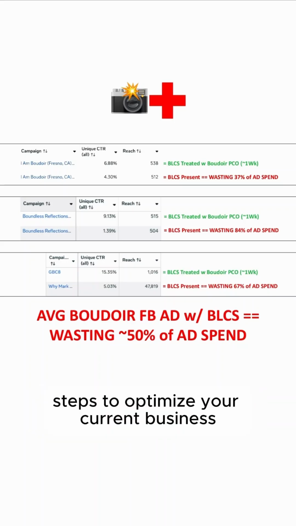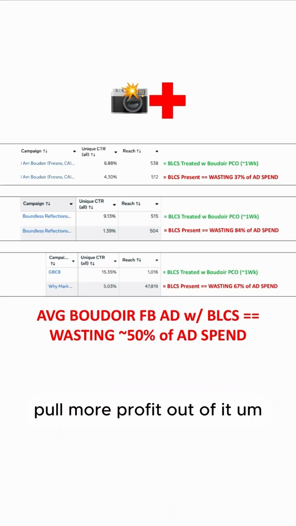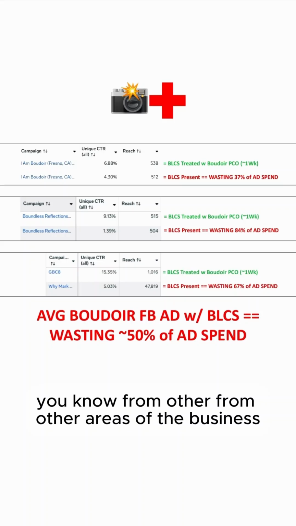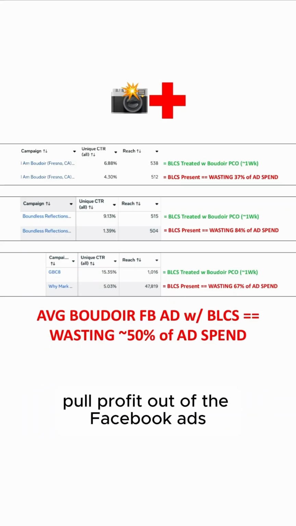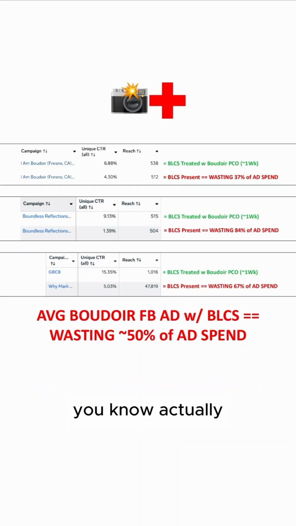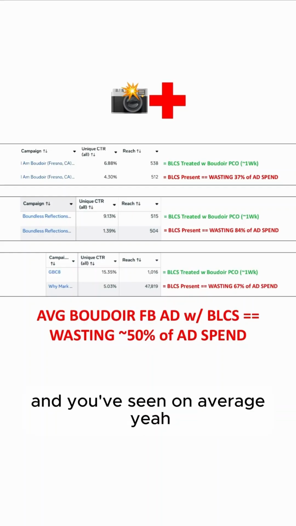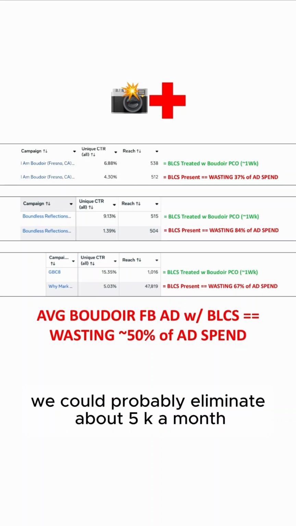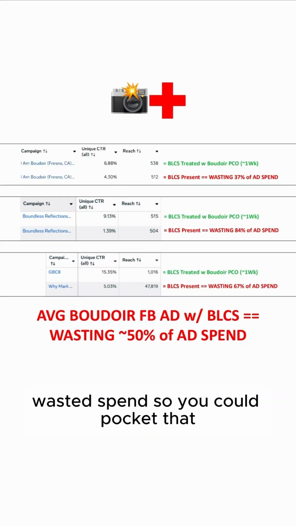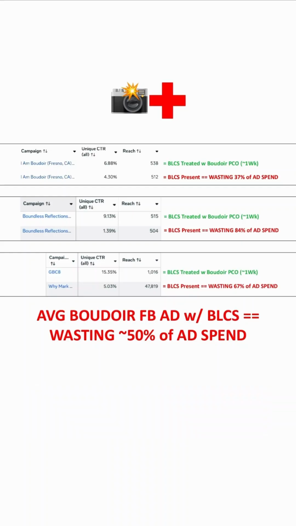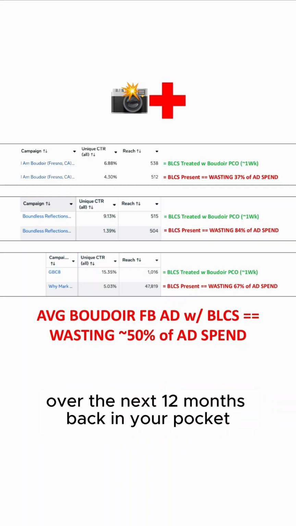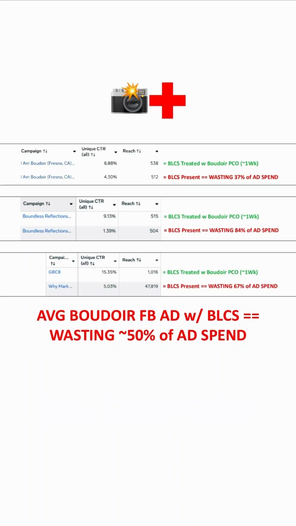And you're already taking steps to optimize your current business, pull more profit out of it from other areas of the business. You've decided now you're ready to pull profit out of the Facebook ads portion of your business, optimize that, and actually pull some profit out. And you've seen that on average, yeah, we could probably eliminate about 5K a month in wasted spend. So you could pocket that, not have to pay that to the Zuck anymore. Approximately 60K over the next 12 months back in your pocket, no longer being wasted.